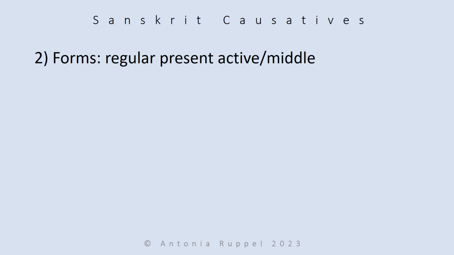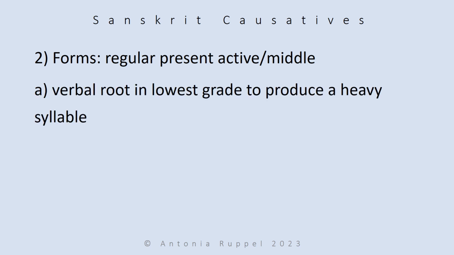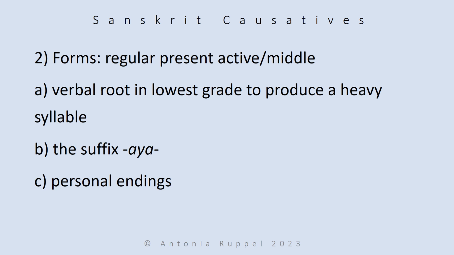Now, let's look at the finite present active forms, which probably are the most frequently used causatives, and because they're so very similar, also the present middle forms. In order to create those, we take, as I mentioned, a verbal root in the lowest grade necessary to produce a heavy syllable. We add the suffix aya, and we add a personal ending.